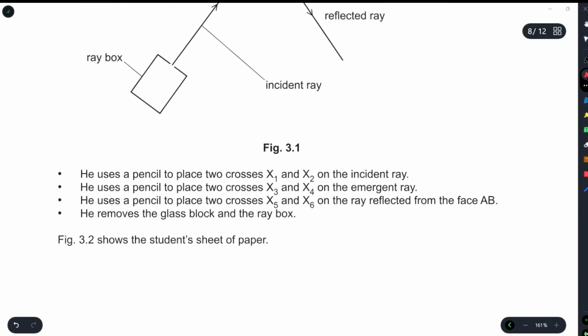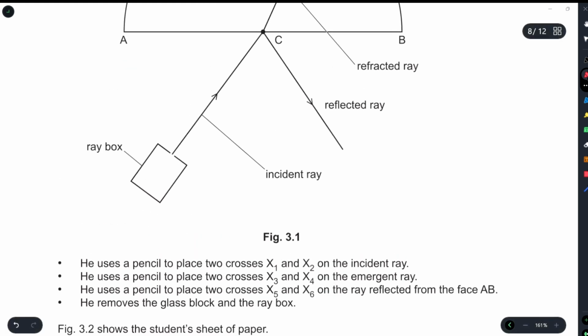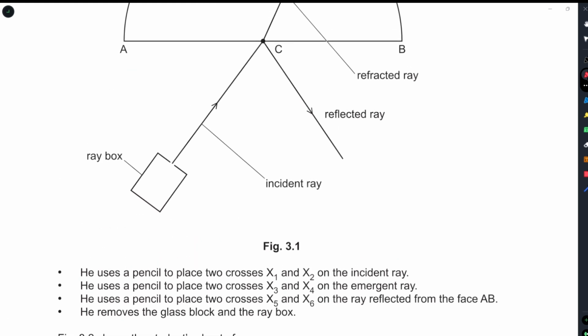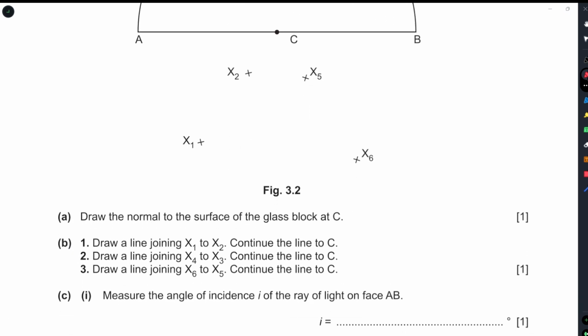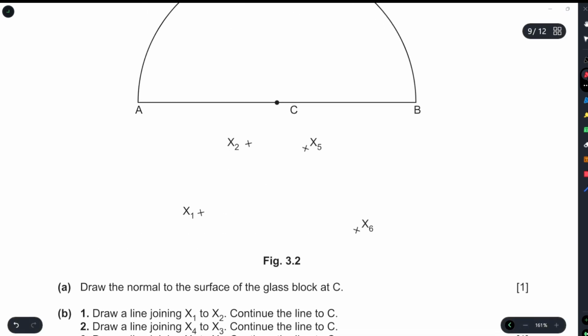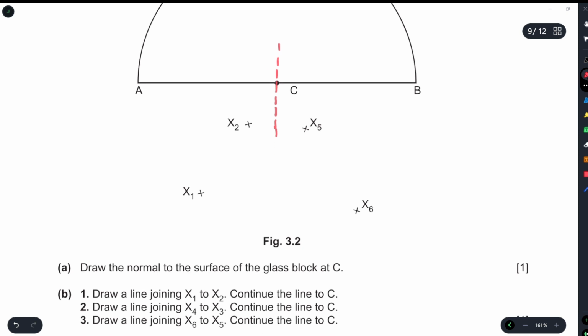Uses pencil, places 2 crosses x1 on the incident ray. Uses pencil to place 2 crosses on the emergent ray. Uses pencil to place 2 crosses on the ray reflected from face AB. Shows students sheet of paper. ठीक है, ये भी आ गया हमारे पास. Draw normal to the surface of the glass at the block C. So this right here would be the normal. आप एक normal बना देंगे. ठीक है. Draw a line joining x1 x2.